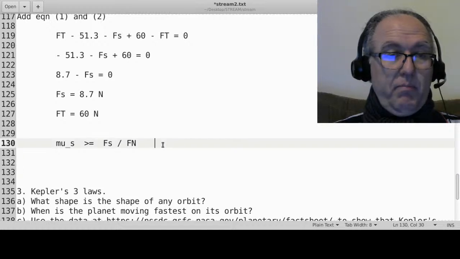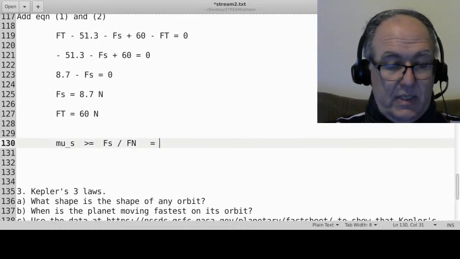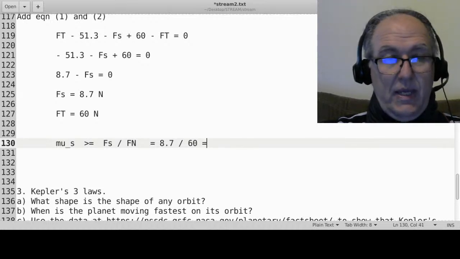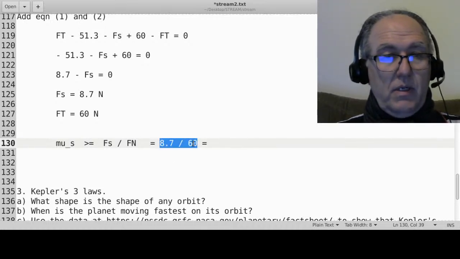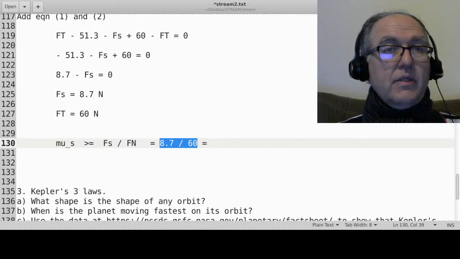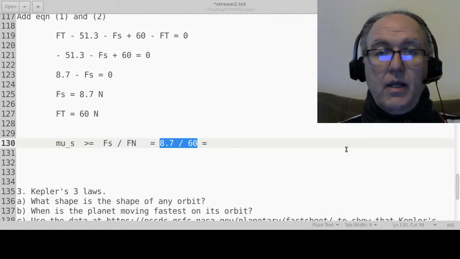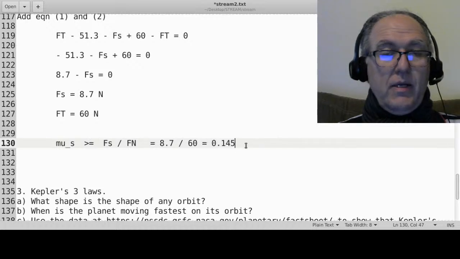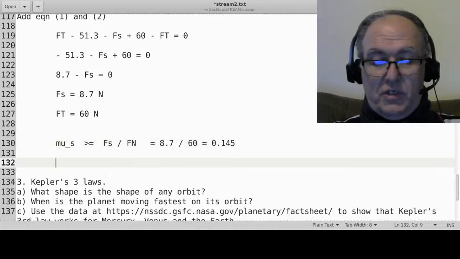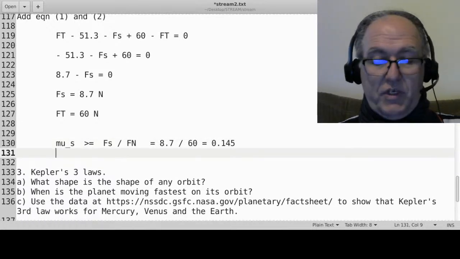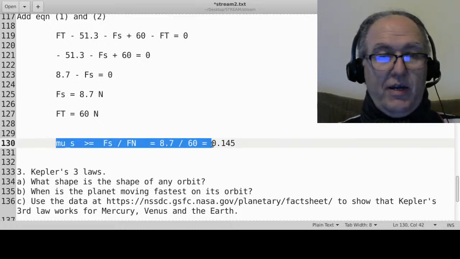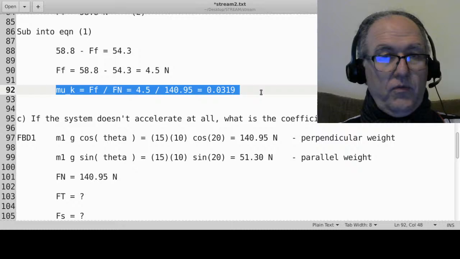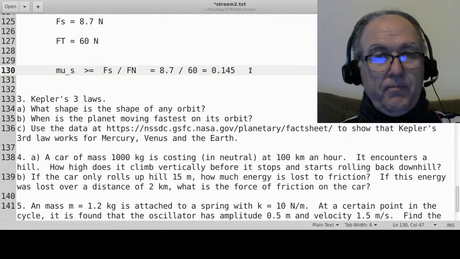All right, and so we can plug in the numbers here. This one is 8.7, and Fn is 60, and so what's that equal to? All right, tell you in a second. It's equal to that number right there. Okay, so there's your coefficient of static friction. If you compare it to the coefficient of kinetic friction, which we found above, which was this number here, you'll see that it's bigger.